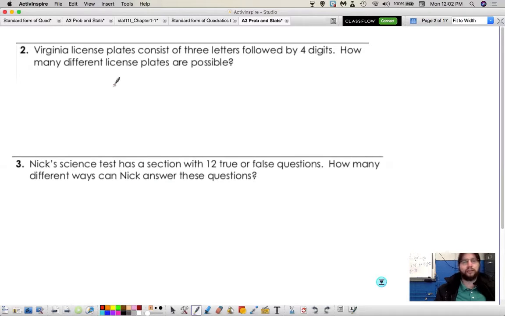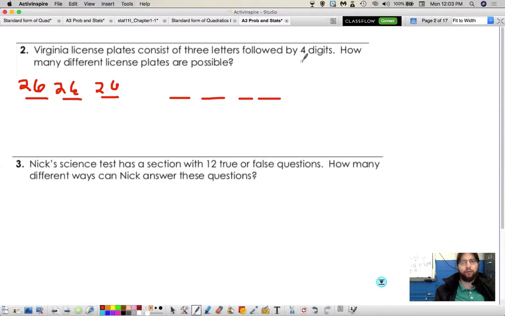Let's talk about a license plate. So it says 3 letters followed by 4 digits. So 3 letters and then 4 digits. Letters. How many letters are there? Well, there's 26 letters in the English alphabet. So that means this first item has 26 possibilities, another 26 possibilities for the next item, and another 26 for the third item. So it could be like A, B, C, or A, Z, D, whatever. There's 26 options on each slot.